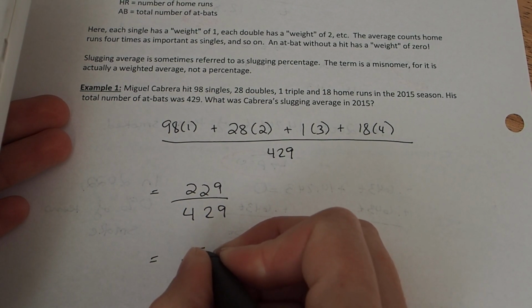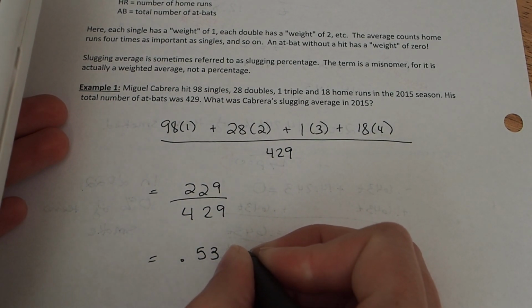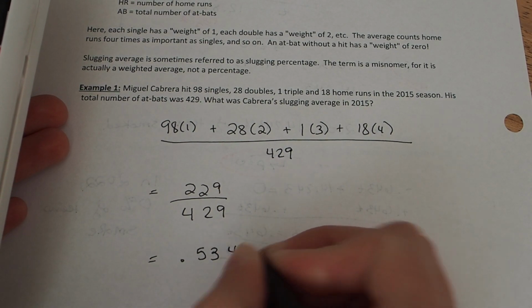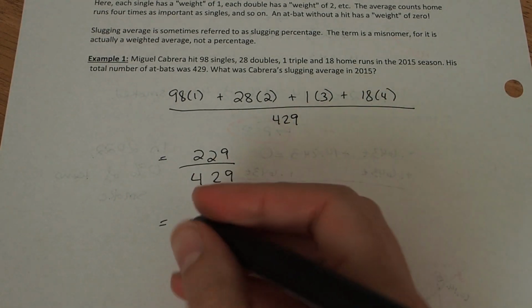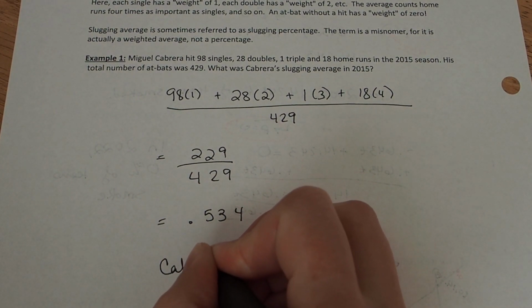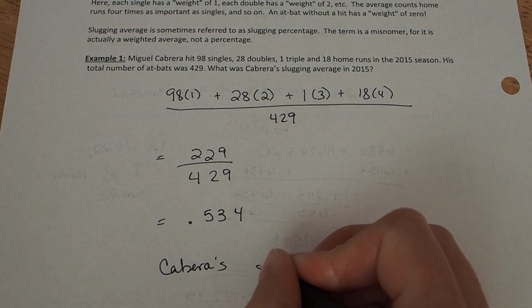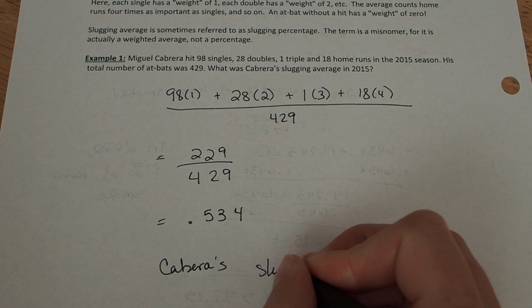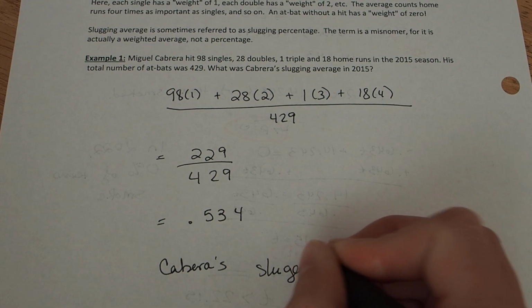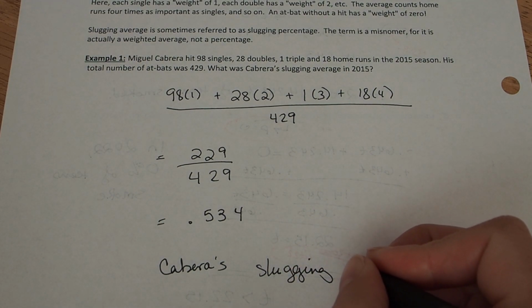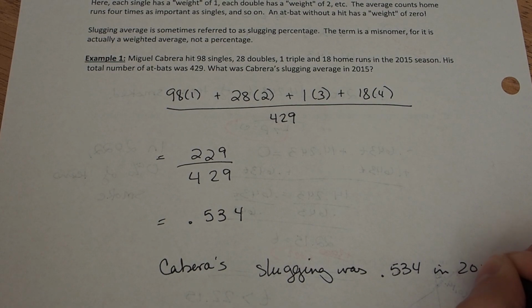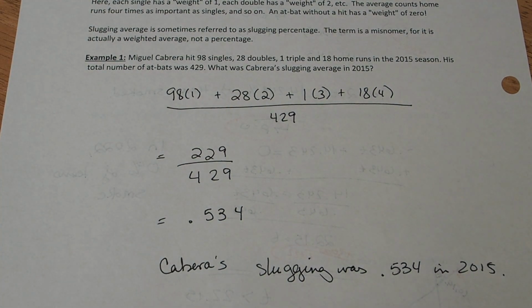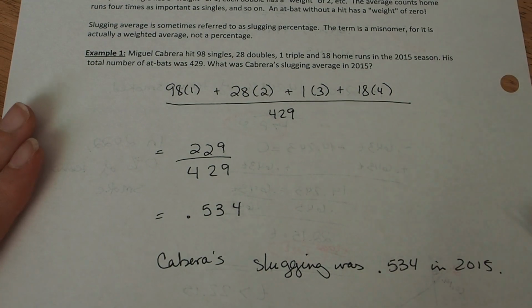And I get 0.534. Around 3 places there. Okay. So we can say that Cabrera's slugging average was 0.534 in 2015. And that's how they're calculated. So if you look up a slugging average online, they're calculated using a weighting average like this.